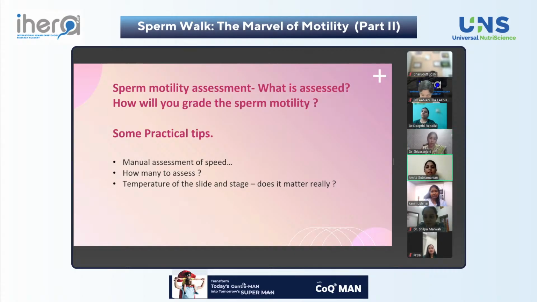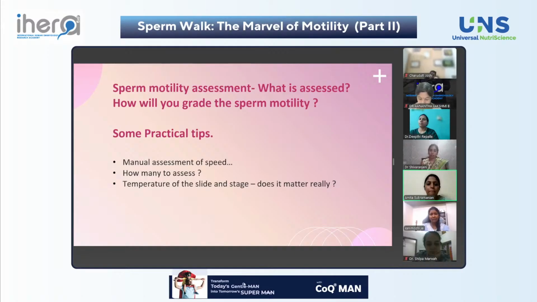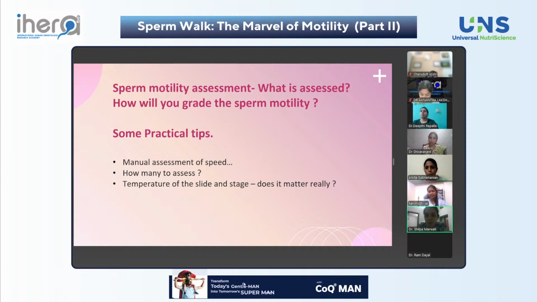So do you warm your slides? Do you mount your slides on a heated stage? Does temperature really matter for sperm motility? Anybody else? I think yes, we should always use warm slides before doing the semen analysis.